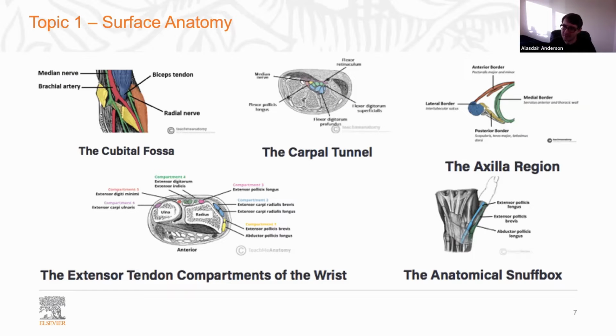Think about the axilla region, particularly safe triangles for inserting tubes. And also think about the extensor tendon compartments of the wrist and how damaging particular areas can impact on the clinical presentation of people. So I'm not going to give you all the answers. Go away and have a look at these areas because they're really, really important.